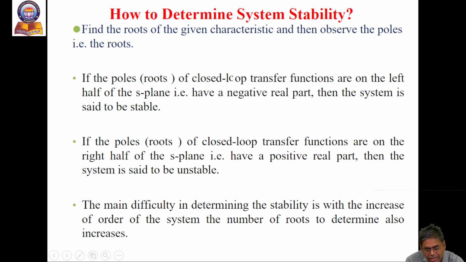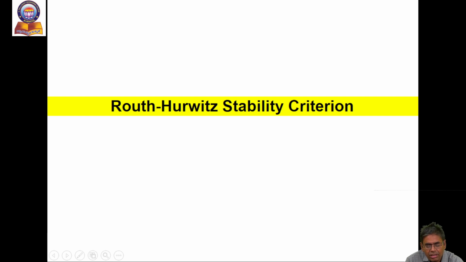The main difficulty in determining the stability is that as the order of the system increases, the number of roots to be determined also increases. Next, one of the methods to determine the stability, a very important method in a control system, is the Routh-Hurwitz stability criterion or RH criterion.